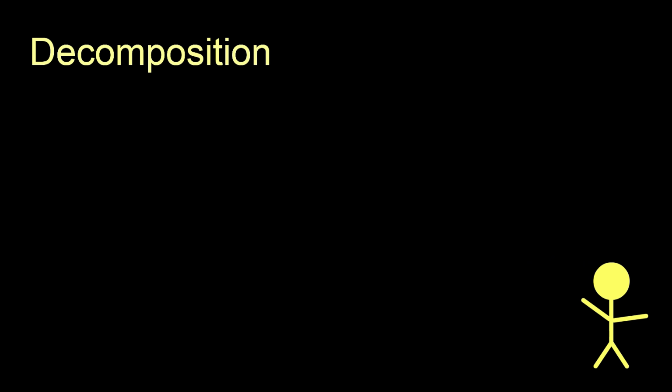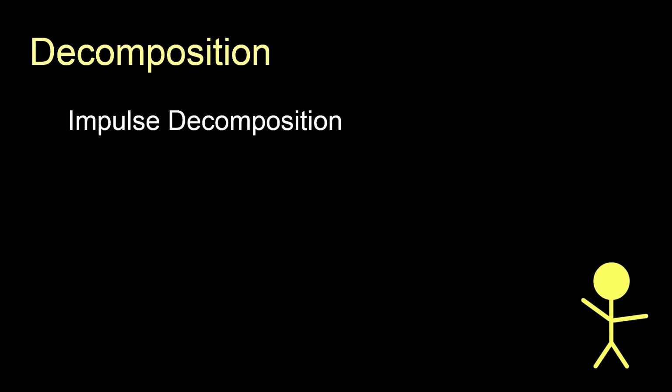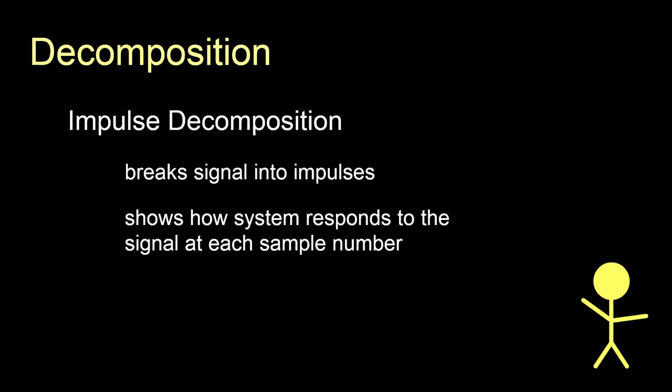The opposite of superposition is decomposition, which is just breaking signals down. Decomposition should make problems easier. There are many types. The first is impulse decomposition, which breaks signals into impulses. This shows how the system responds to different signals, one sample number at a time. Reminder that samples are the numbers on the x-axis.